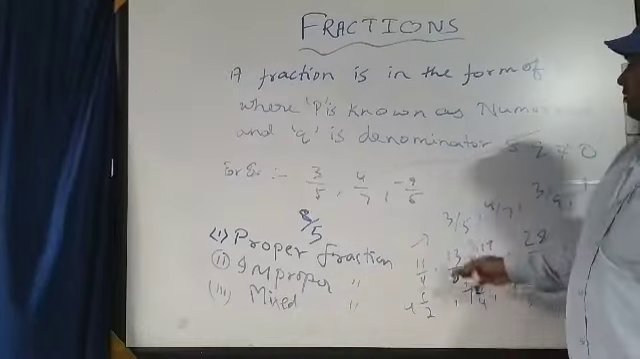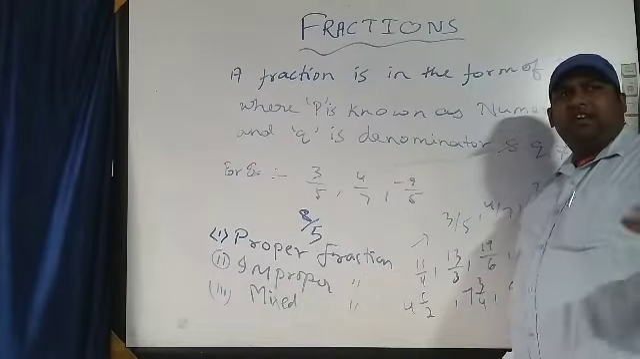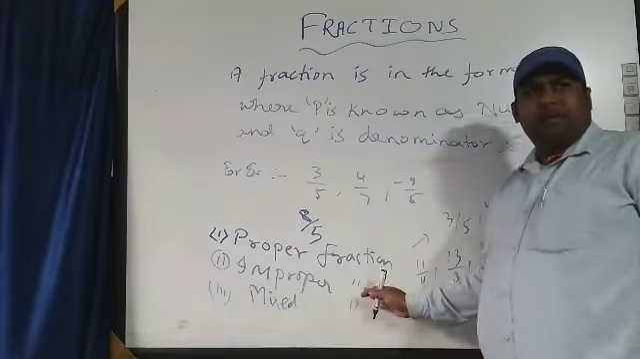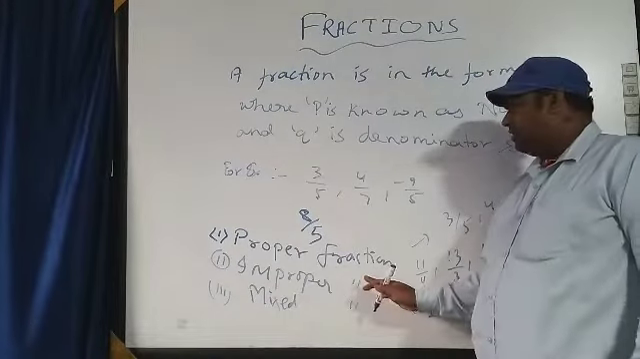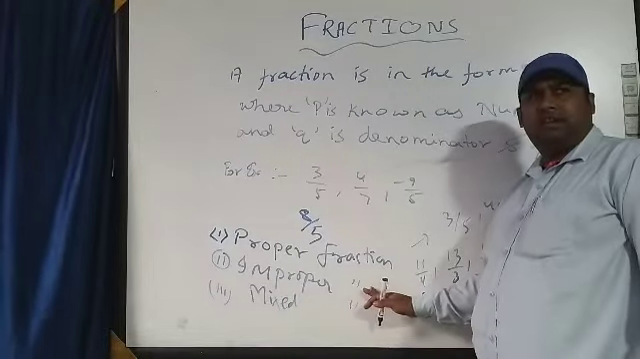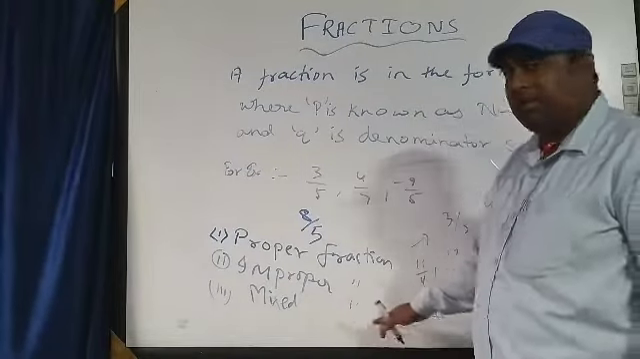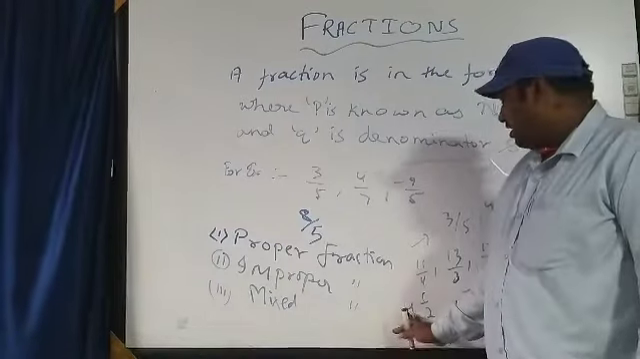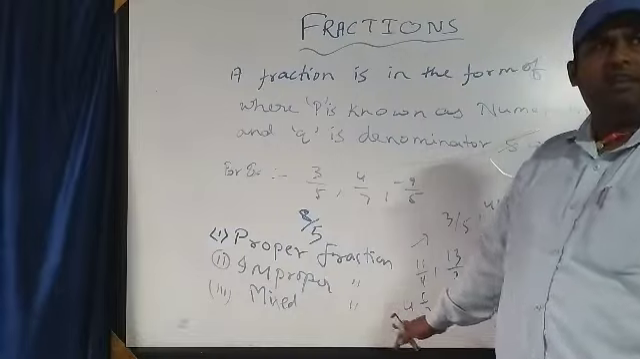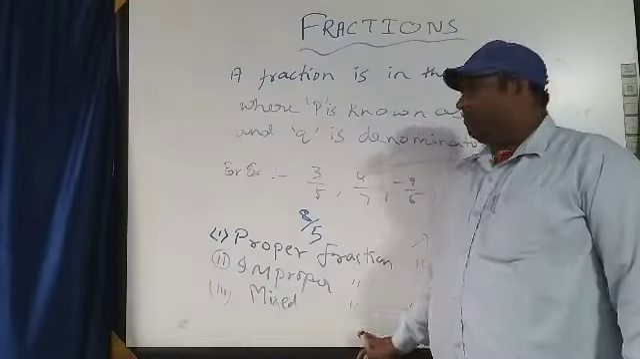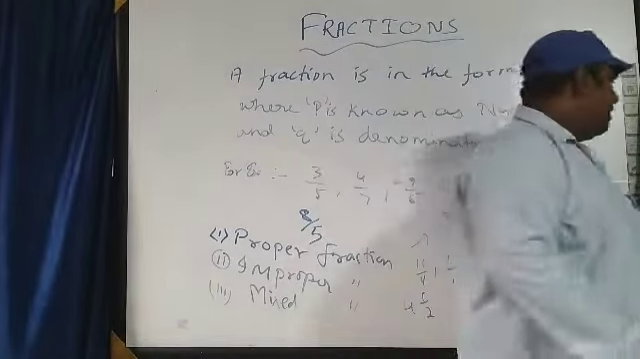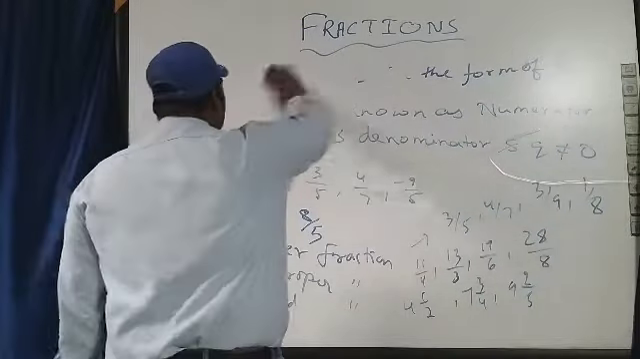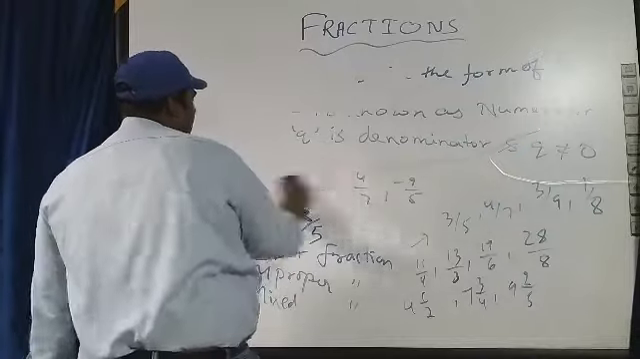So we have learned what a proper fraction is: a fraction in which numerator is less than denominator. What is an improper fraction? A fraction in which denominator is less than numerator. And what is a mixed fraction? A fraction which contains a whole number and a fraction. Now we will see what a like fraction is. We have more different types of fractions.